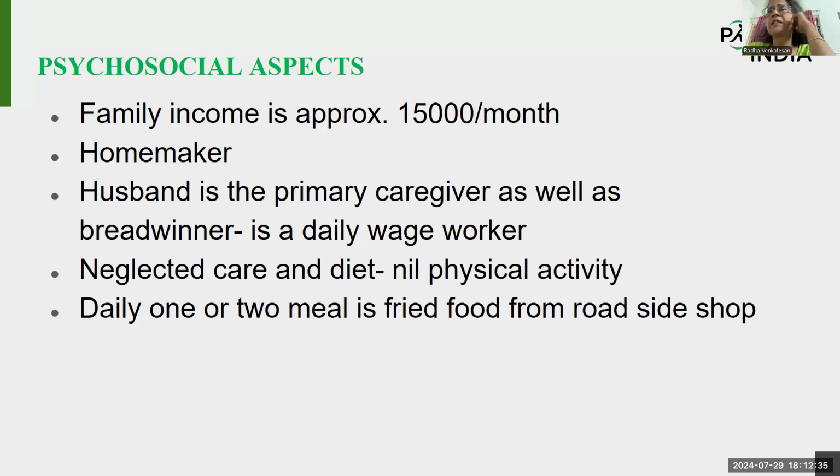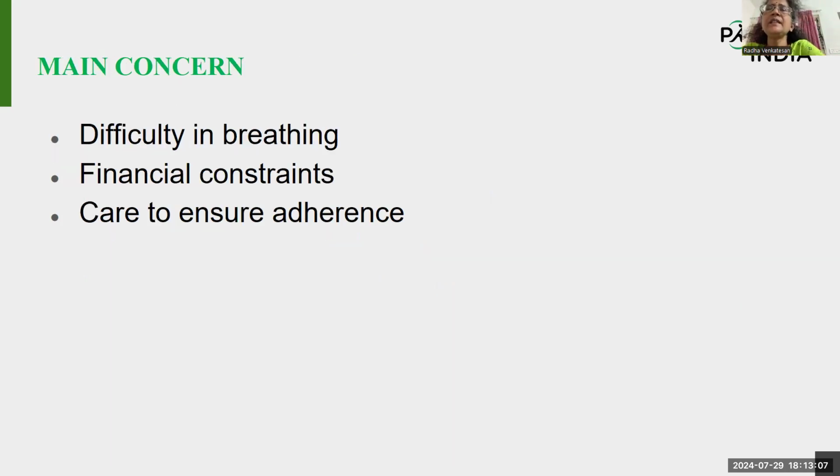Psychosocial aspects. Family income is approximately 15,000 per month. She is a homemaker. Her husband is the primary caregiver as well as the breadwinner, a daily wage worker. Basically, there is neglected care and diet. With her fatigue, her physical activity is nearly nil. They are able to eat a couple of meals, maybe from outside, so it's only fried food. Main concerns are difficulty in breathing, financial constraints, and care to ensure adherence to her treatment and other things.